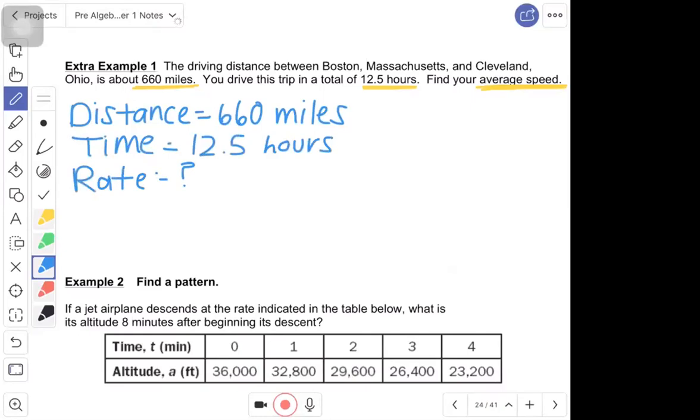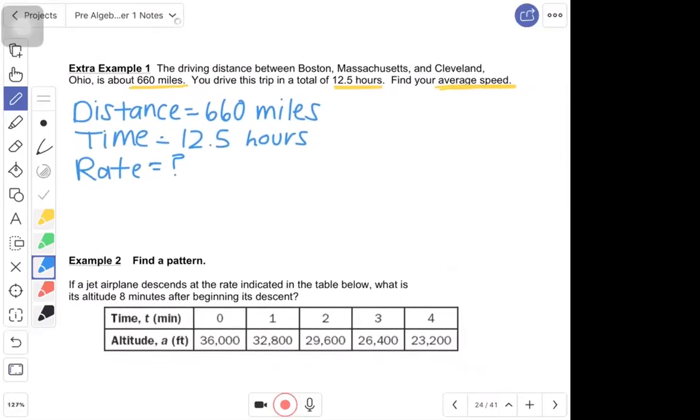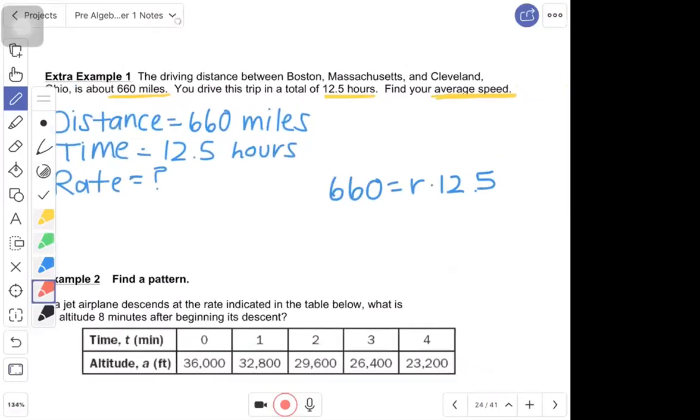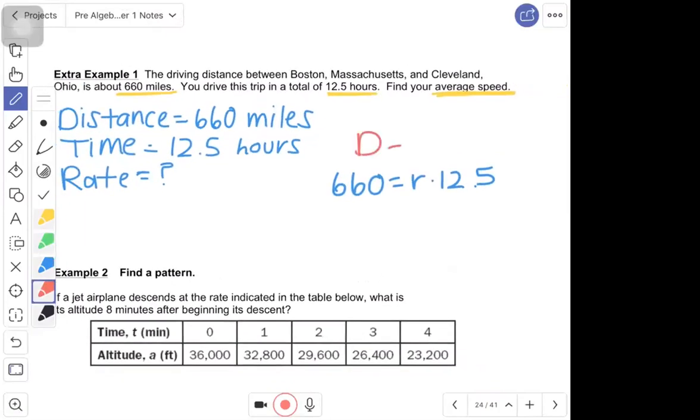How do we solve that? What type of formula would we use here? Would it be 660 equals R times 12.5? Yeah, good. Because this is our distance equals rate times time formula, our distance formula. Nice. And now we're just solving for a variable, which is R, our rate.